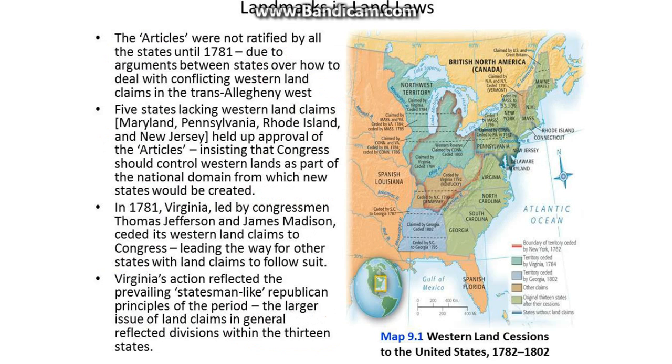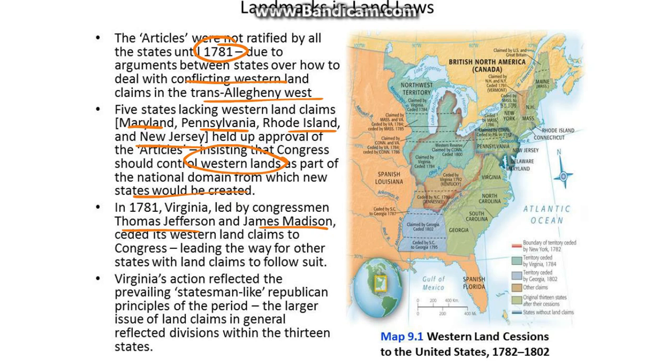The Articles were not ratified by all the states until 1781, due to arguments between the states over how to deal with conflicting Western land claims in the Trans-Allegheny West. 5 states lacking Western land claims, Maryland, Pennsylvania, Rhode Island, and New Jersey, held up approvals of the Articles, insisting that Congress should control the Western lands as part of the national domain from which new states would be created. In 1781, Virginia, led by Congressmen Thomas Jefferson and James Madison, ceded its Western land claims to Congress, leading the way for other states with land claims to follow suit.